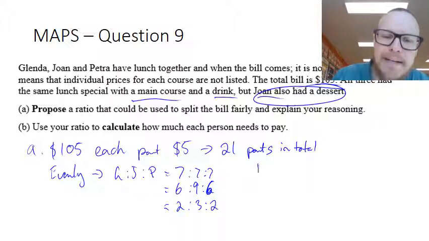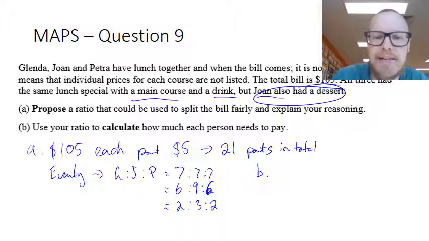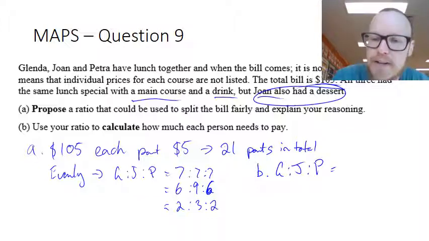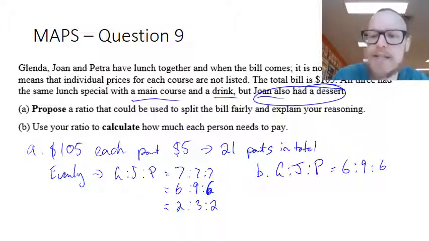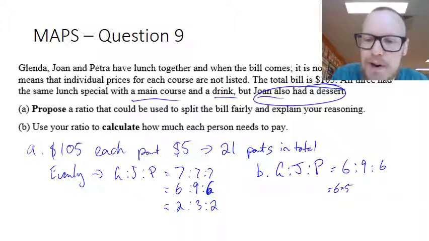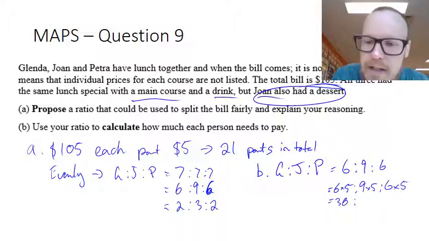So for part B, it says use your ratio to calculate how much each person pays. Now I know for my ratio G to J to P that each of these parts, 6 to 9 to 6, is worth $5. So I can do 6 times 5, 9 times 5, and 6 times 5. And I get 30, 45, 30.